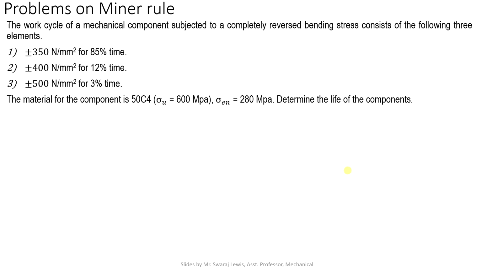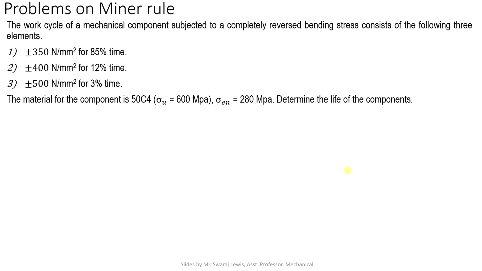The work cycle of a mechanical component subjected to a completely reversed bending stress consists of the following three elements. First one, plus or minus 350 Newton per mm square for 85% of the time. Second one, plus or minus 400 Newton per mm square for 12% of the time. Third one, plus or minus 500 Newton per mm square for 3% of the time.